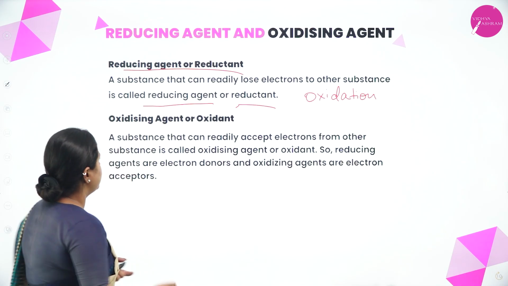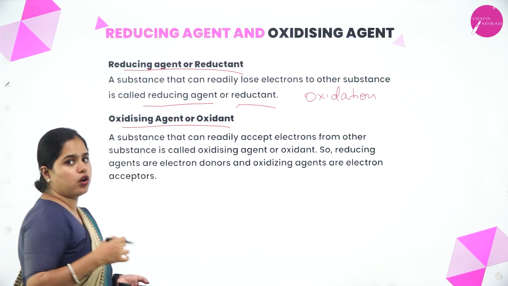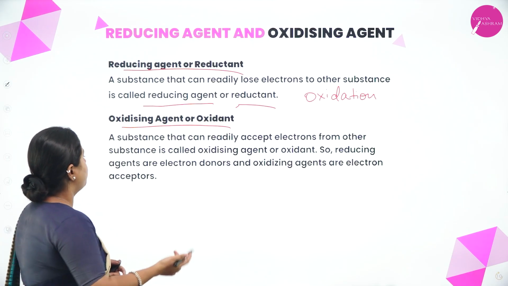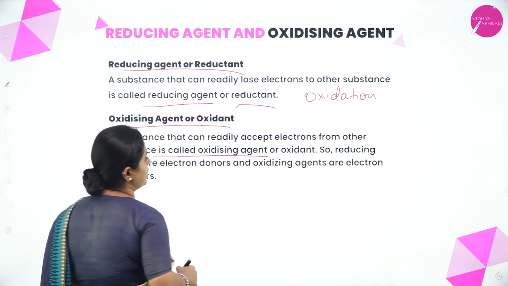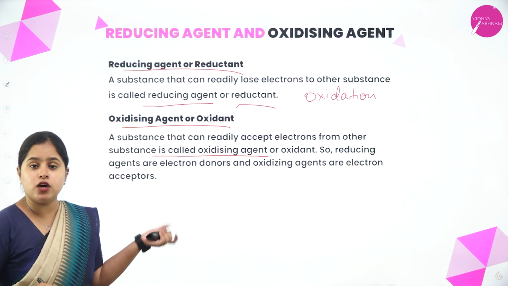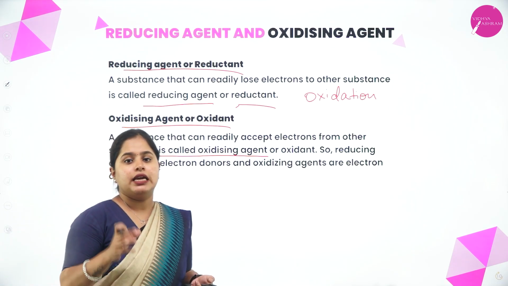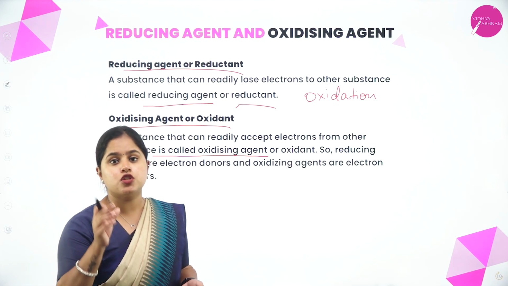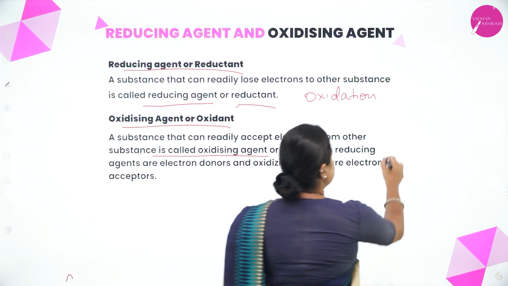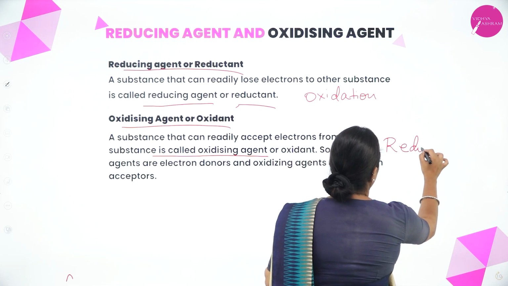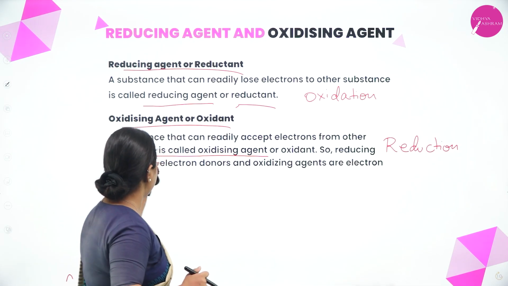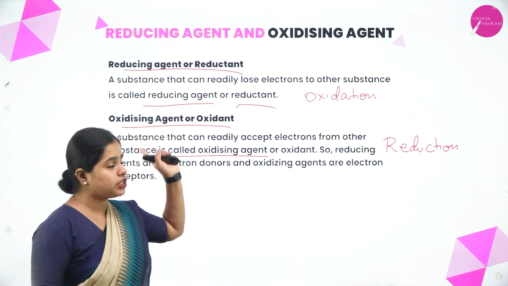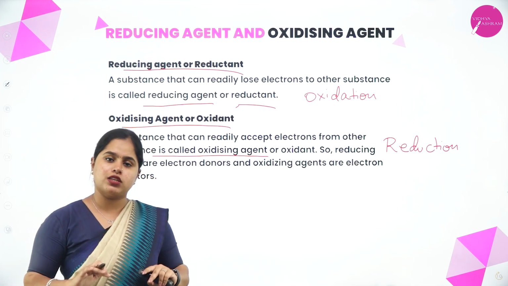Okay, yes. The next one is oxidizing agent or oxidant. A substance that can readily accept electrons from other substances is called an oxidizing agent or oxidant. So here also, how can you define it? Yes, it is those substances which can easily gain electrons. So what type of reaction is taking place? It is reduction, right? So what does that mean? Oxidizing agents or oxidants undergo reduction and reducing agents or reductants undergo oxidation.